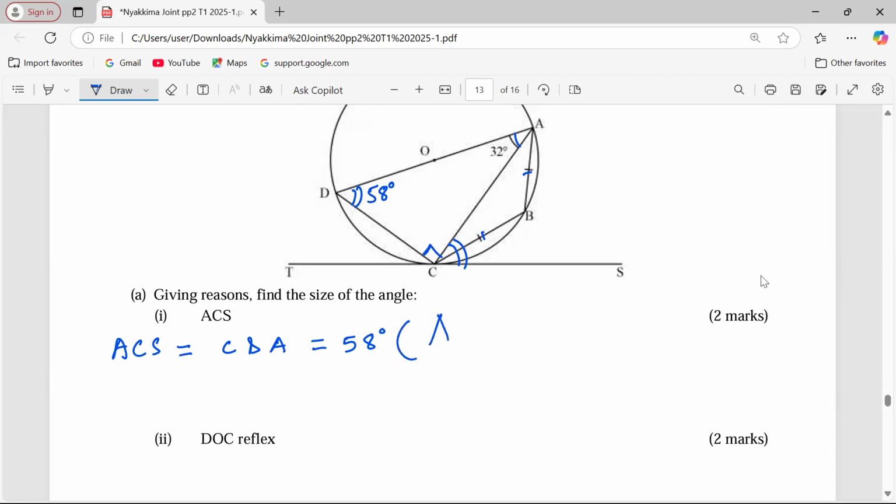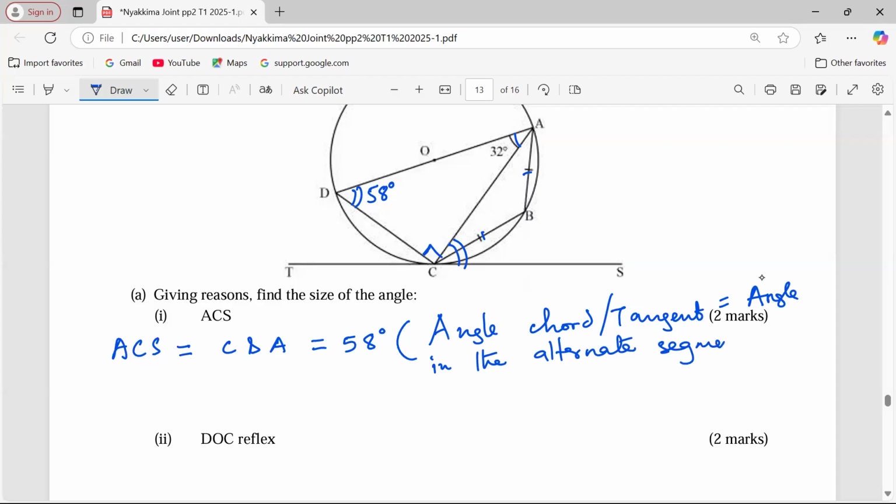Reason being, angle subtended by a chord and a tangent is equal to angle in the alternate segment by the same chord. Angle subtended in the alternate segment by the same chord.